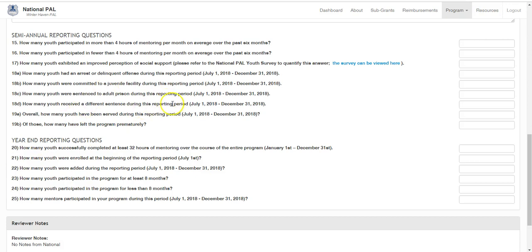19A, overall, how many youth have been served during this reporting period? And it's really good to keep in mind that this includes being served really in any capacity during the reporting period. This includes those youth who may have entered your mentoring program but then left early. We still want you to include them in that number for 19A. For 19B, you can see of those that you answered in 19A, how many left the program prematurely.